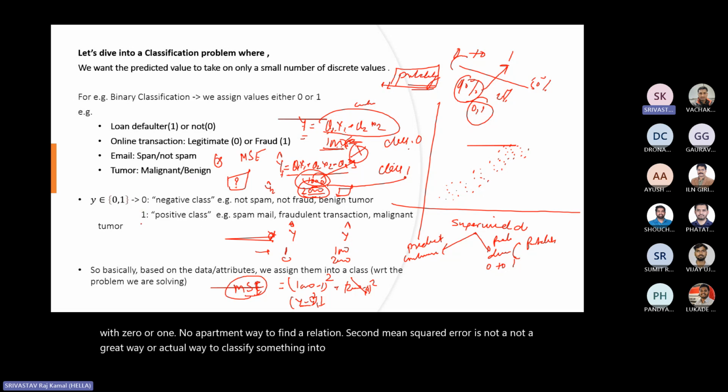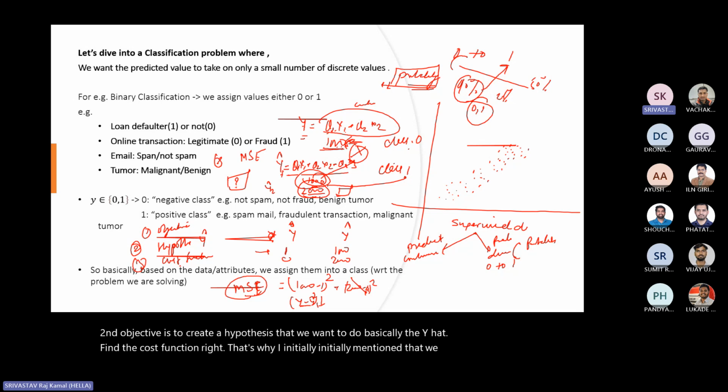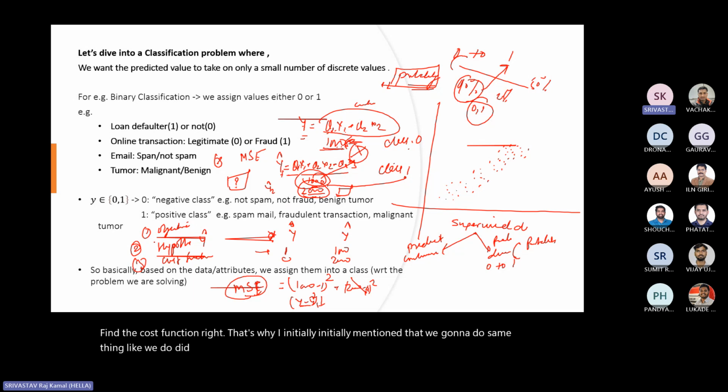So this boils down to three aspects, right? Objective is clear. Second, we want to create a hypothesis, basically the y hat. Then find the cost function, right? That's why I initially mentioned that we're going to do the same thing like we did in linear regression, but we're going to work on the hypothesis and on the cost function. Once we figure out the cost function and hypothesis, things are much easier. After that we're going to apply gradient descent, right? That is it. So let's do that.